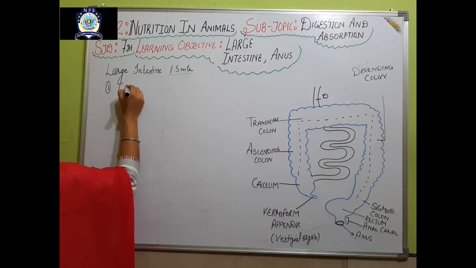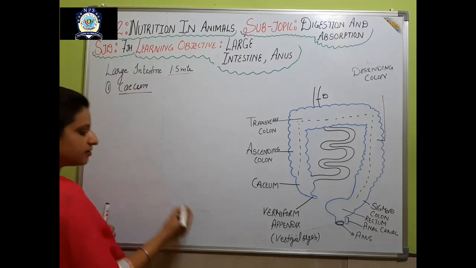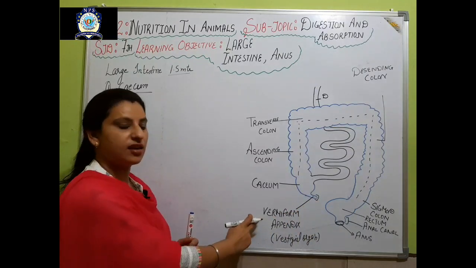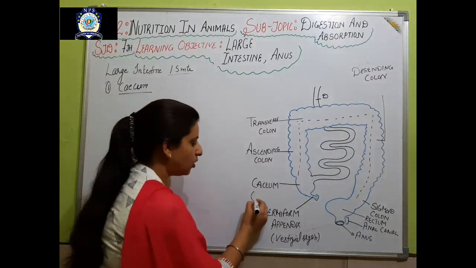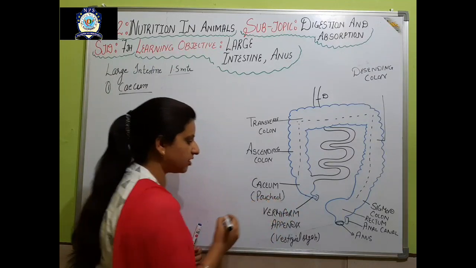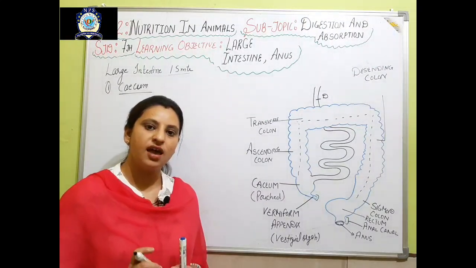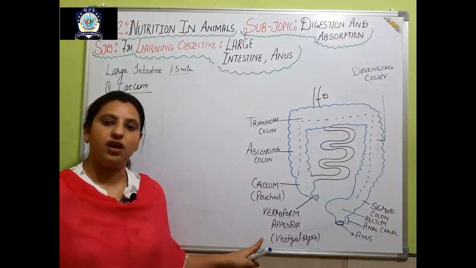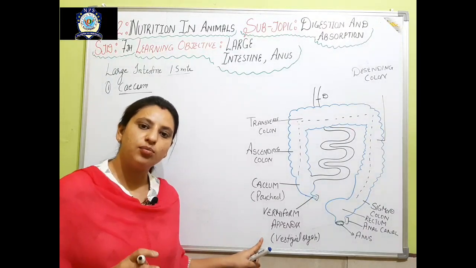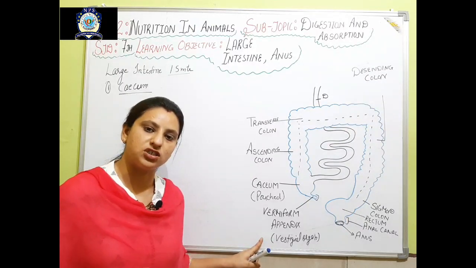First is the cecum. Now the cecum ends up into a finger-like structure called the vermiform appendix, and the cecum is actually a small pouch-like structure. It is not very well developed in humans, and it is a vestigial organ. Vestigial organs means the kind of organ which is present inside the body, but it doesn't do any function.